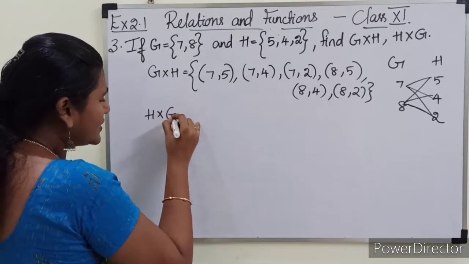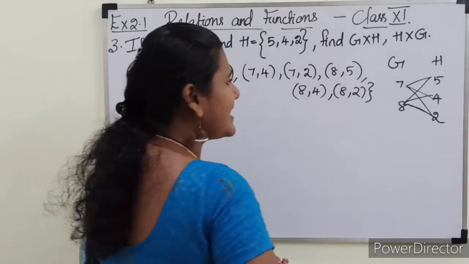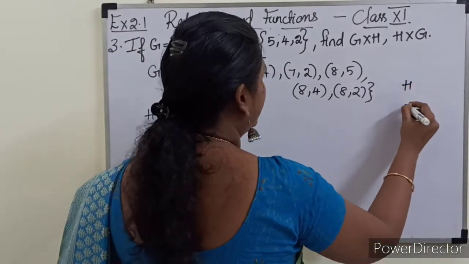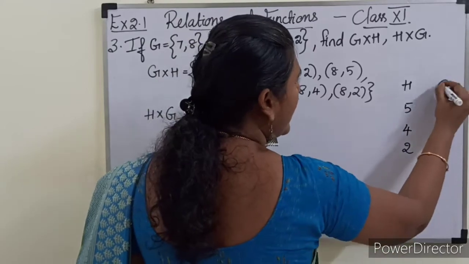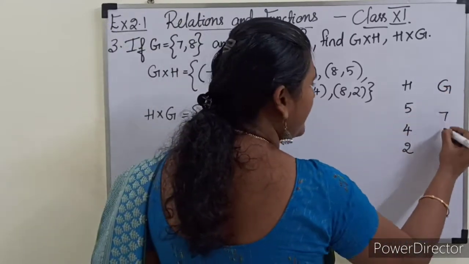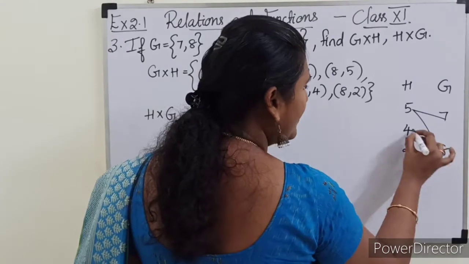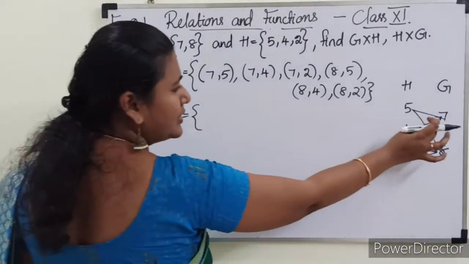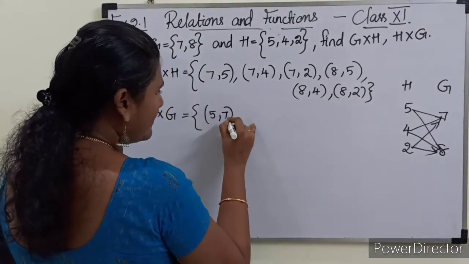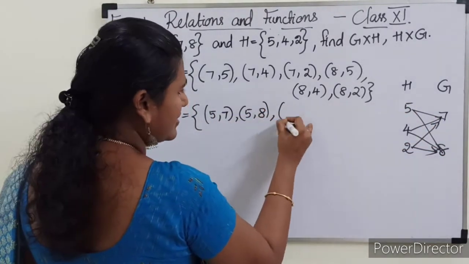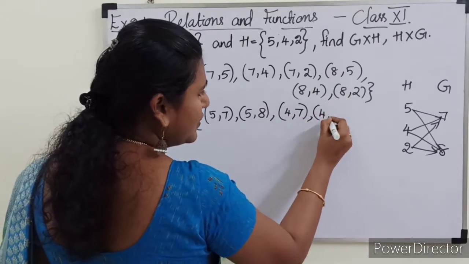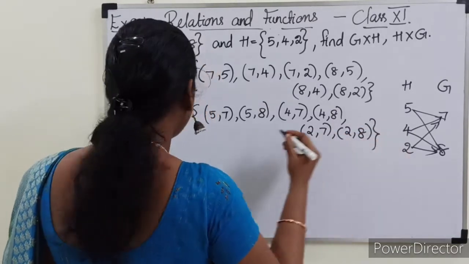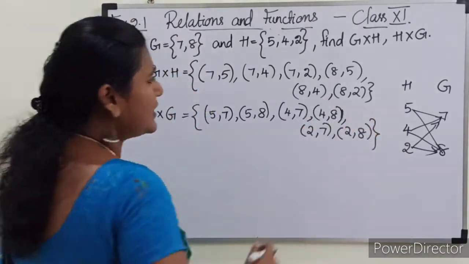Next we will find out H cross G. Here the first set should be H, so we will write H first, that is 5, 4, 2 and the second set is G, that is 7, 8. We have to pair like this and find the ordered pairs: (5, 7), (5, 8), (4, 7), (4, 8), (2, 7), (2, 8). So this is H cross G.